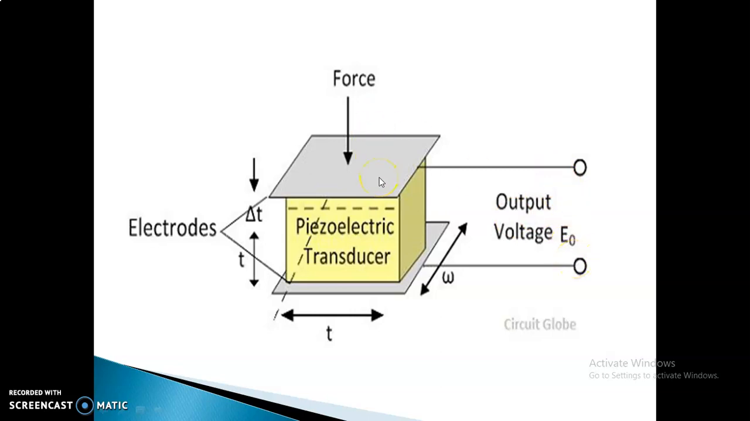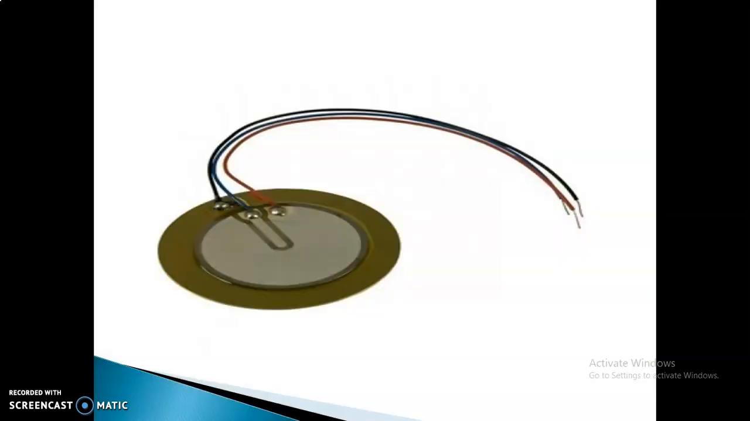Whenever a force is applied, there will automatically be a deformation. The deformation is in terms of thickness and then width. The original thickness is T, and delta T is the change in distance. This is how the piezoelectric transducer works. You can just look at the diagram: when you want to purchase a piezoelectric transducer, the device looks like this. It consists of some terminals, and the device whose vibration or shock you want to measure will be connected to these three terminals of the transducer.